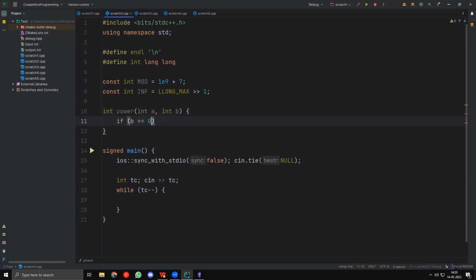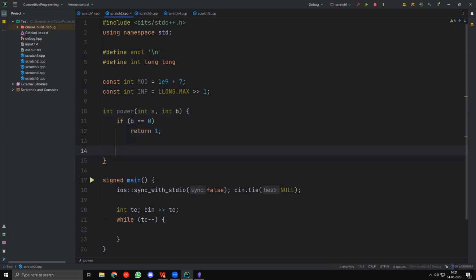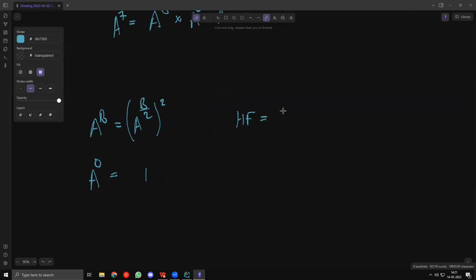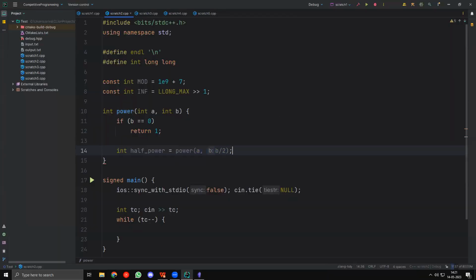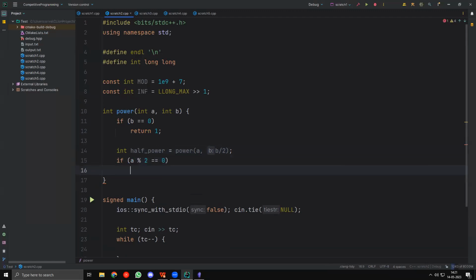Now, if b is equal to 0, well, I'll just return 1, right? I don't care what a is. If b is equal to 0, then I immediately return 1. Otherwise, I'll take in half power equal to power of a comma b by 2. Right? Half power is power of a comma b by 2. So half power, I'll just write hf, is equal to power of a comma b by 2.